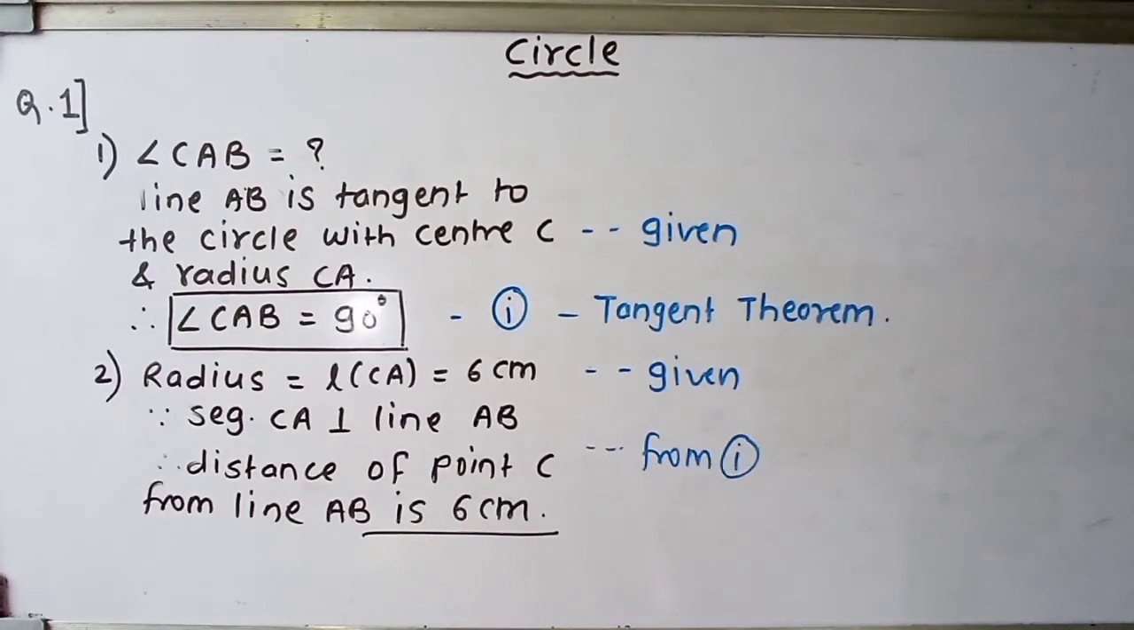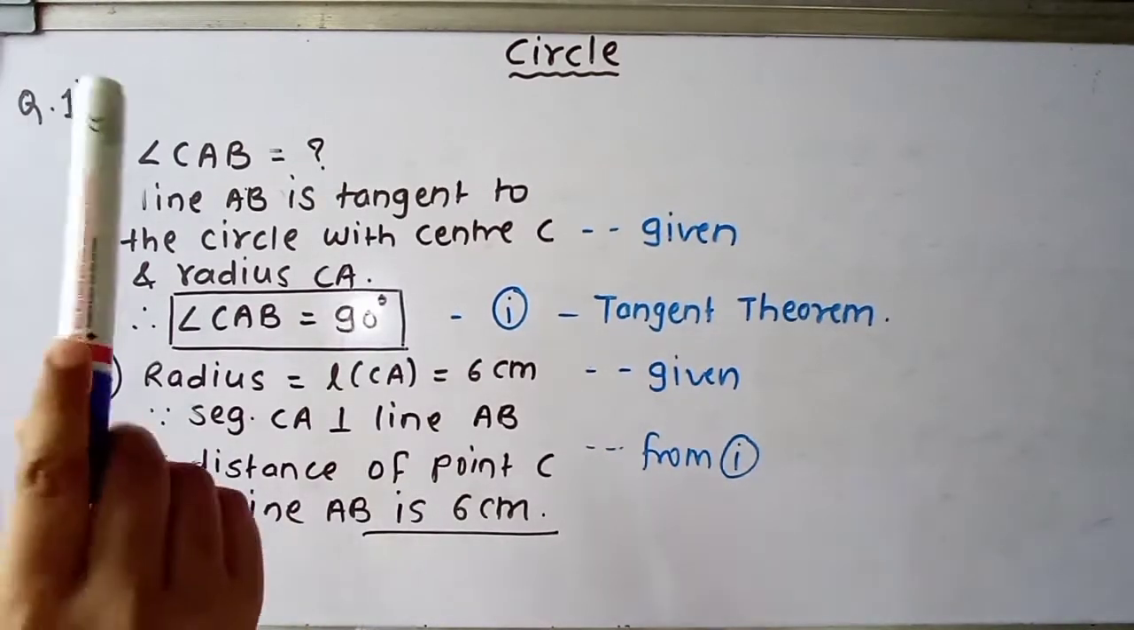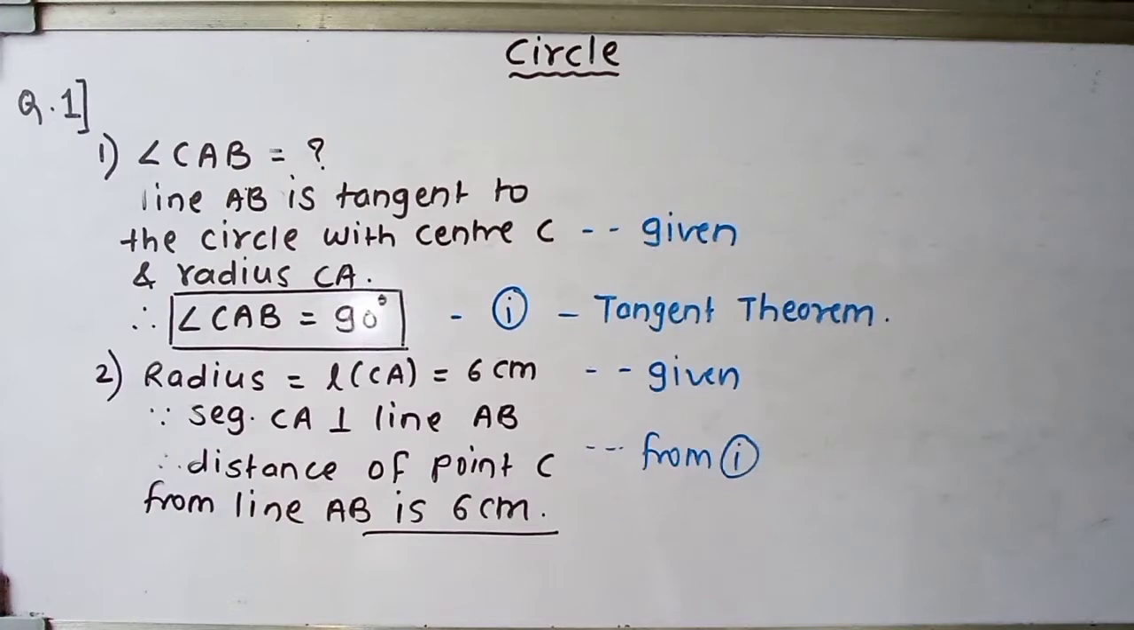In the adjoining figure, the radius of a circle with center C is 6 cm. Line AB is a tangent at A. Answer the following questions. You can see this question in your book. So what is the first sub-question? What is the measure of angle CAB?